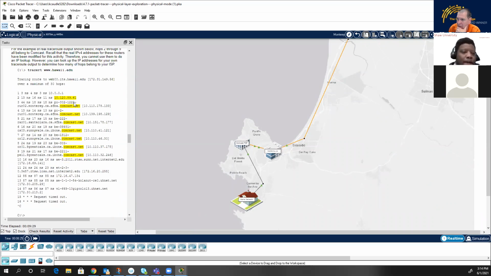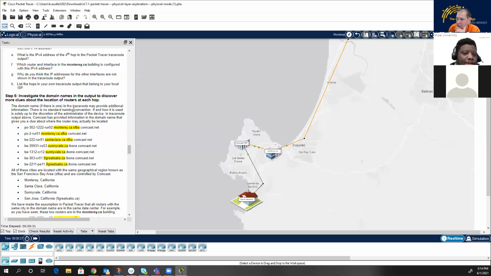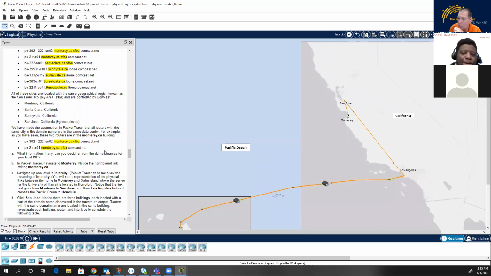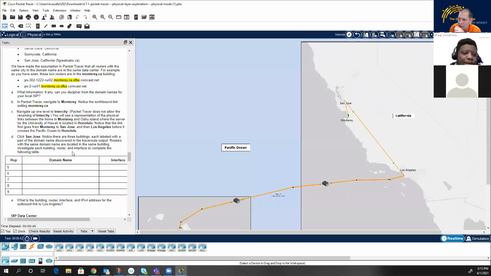See, here's your trace route again, going back to that trace route. They've got you looking at the Monterey, and basically they're showing it go up this cable. They're showing it go up to San Jose, down to Los Angeles, across this submarine cable, all the way over to Hawaii. And that's really all they're wanting you to do. You're looking at your different domains.